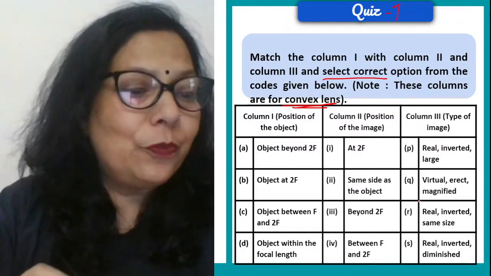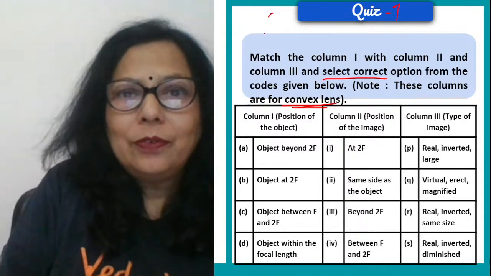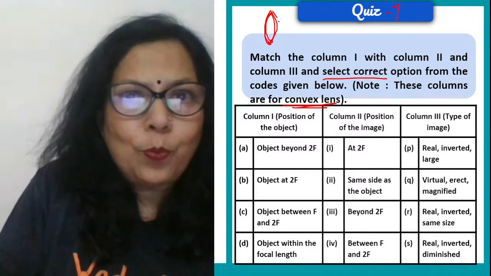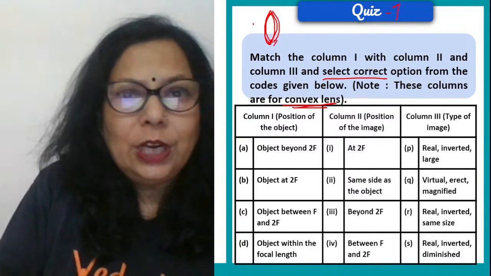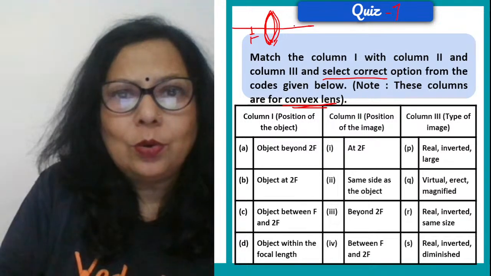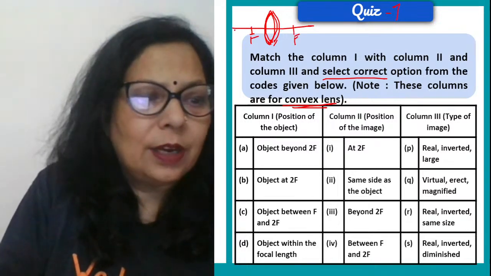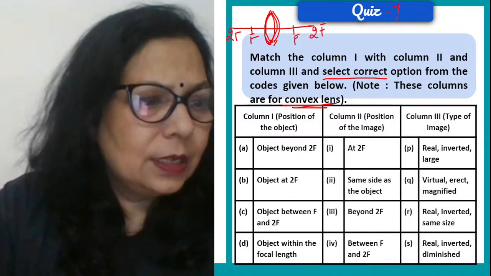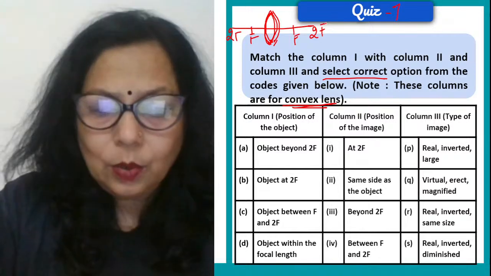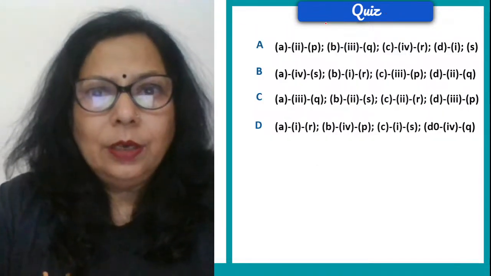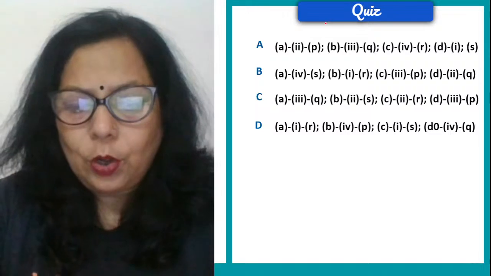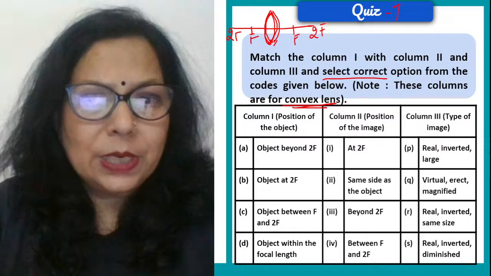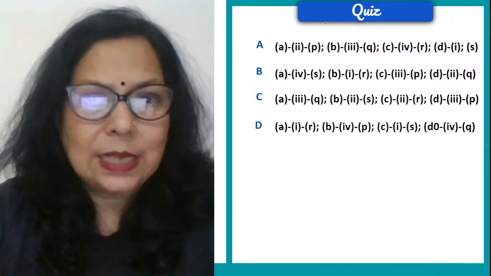F is focus. A lens is made up of two parts of a mirror joined together. So it will have F on this side also and this side also. And here, instead of center of curvature, we call it 2F and 2F. Okay, let's check. You have to tell the correct option. You have to match them. Like when the object is in this position, what all parts are matching?